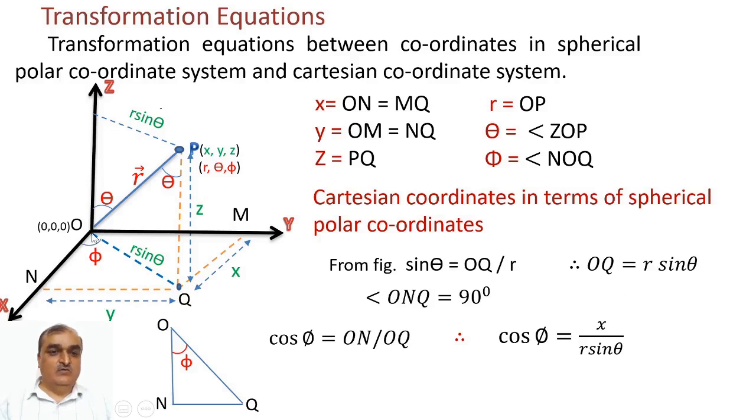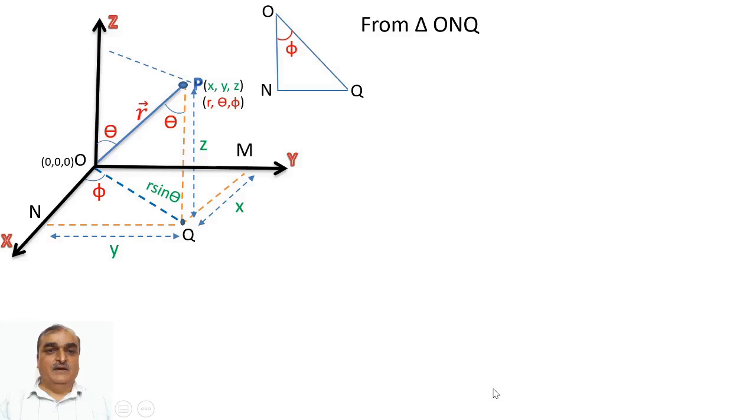ON is X and OQ is R sine theta. If we substitute ON is equal to X and OQ is equal to R sine theta, then we get the first equation: X is equal to R sine theta cos phi. That is Cartesian coordinate X in terms of spherical polar coordinates R, theta, phi.